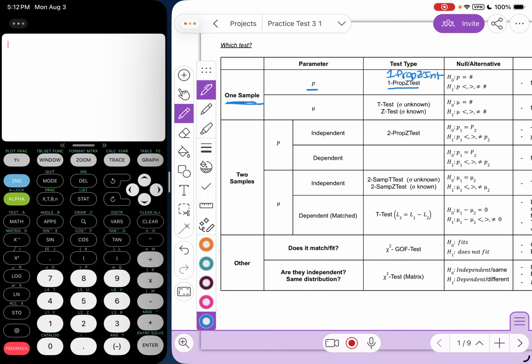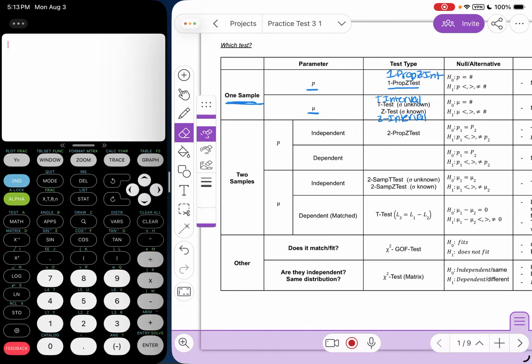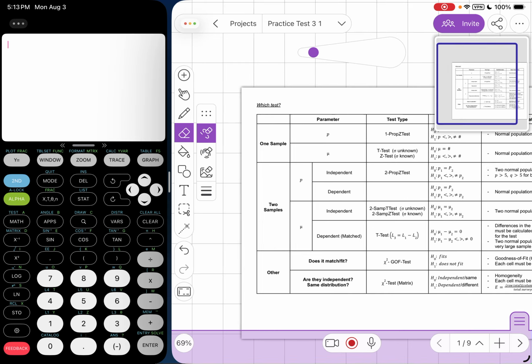And if you're doing one sample for the mean, you would do a t interval if the standard deviation is unknown, and a z interval if the standard deviation is known. So this table's just as useful for the intervals. You just choose the exact same thing, just with int at the end instead of test, if it's an interval question. Hopefully that helps you a little bit as well. So that is the note sheet.